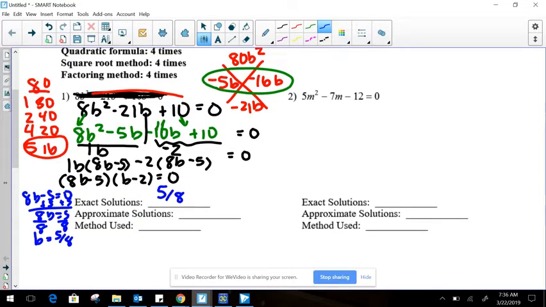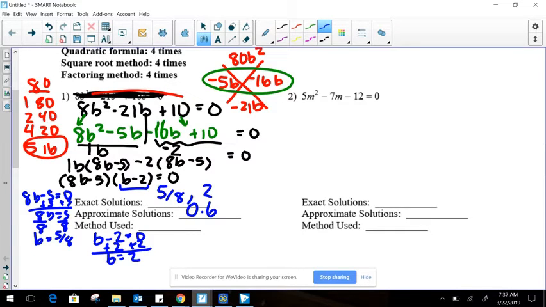Then you're going to type that into your calculator to get my decimal. So 5 divided by 8. All right, you should get 0.625. I'm going to round to my nearest tenth. I'll put 0.6. Okay, then my other solution, I need to set this part equal to 0. b minus 2 equals 0. I'm going to add 2 to both sides. It's a little bit easier. So b is equal to 2.